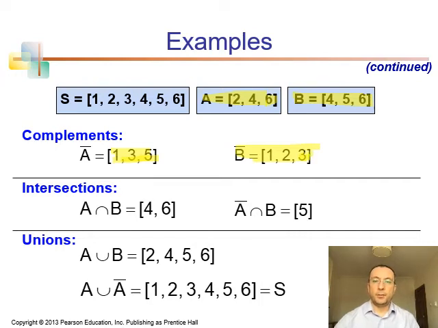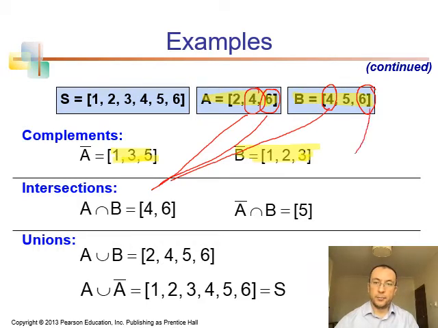Now let's look at intersection. A intersect B. What exactly do they have in common? So in A, we have 2, 4, and 6. In B, we have 4, 5, 6. Oh, they have a 4 here and 6 here. We also have a 4 here and 6 here. So those are the numbers that are in common. So 4 and 6. That will be A intersect B.